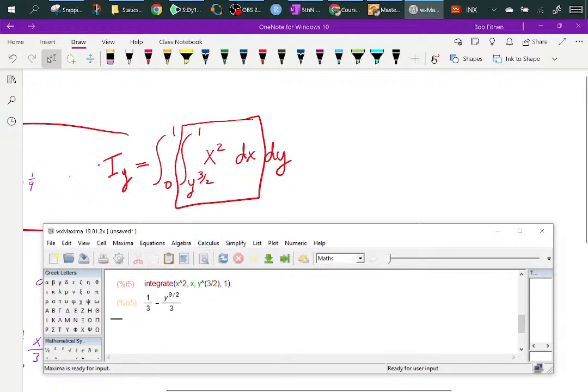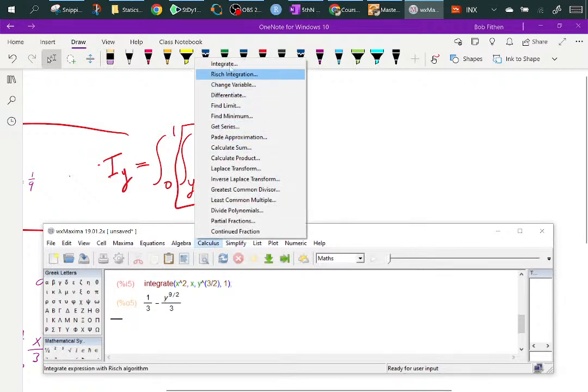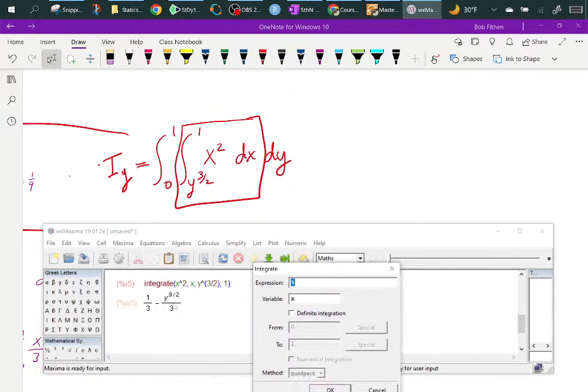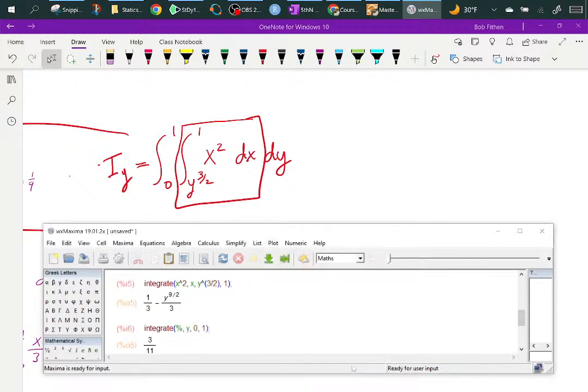Now I need to integrate that, from 0 to 1 dy. Integrate what I previously got, which this parentheses means take the output from the previous, and my integration variable is y dy now. And I'm integrating a definite integral from 0 to 1. And what do I get? 3/11. Okay, hang on, let me look. I think that's the correct answer.